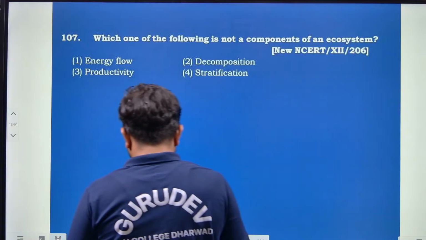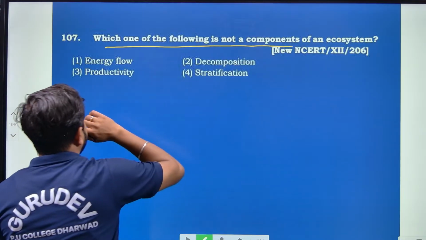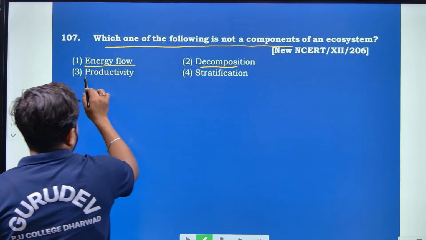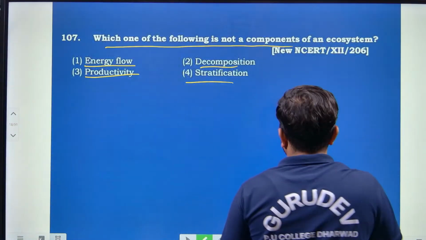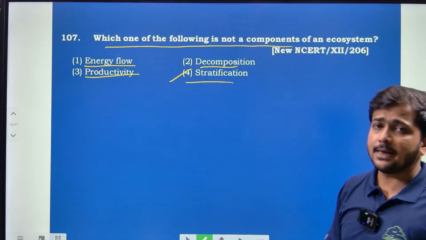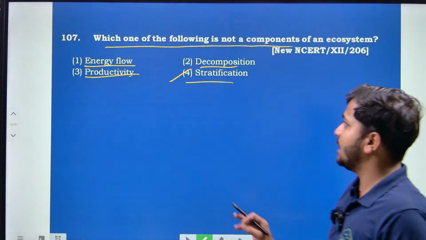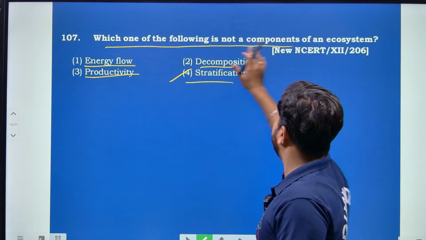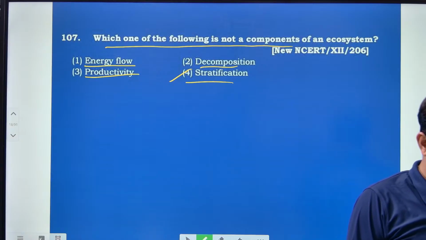Then the next question: which of the following is not a component of an ecosystem? We have to find out among energy flow, decomposition, productivity and stratification. The fourth option is correct here. The important functional aspects of an ecosystem are productivity, decomposition and energy flow. Stratification is not a component of an ecosystem.